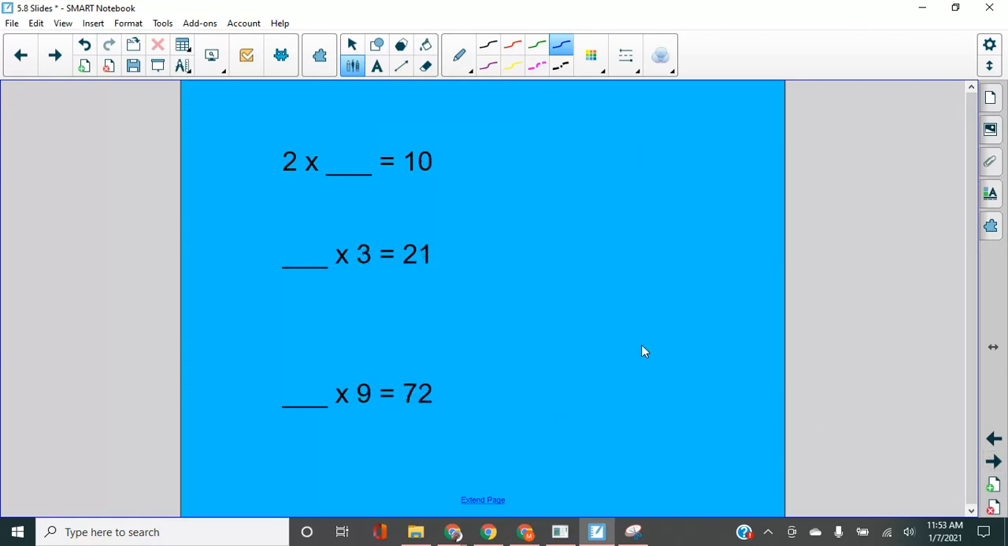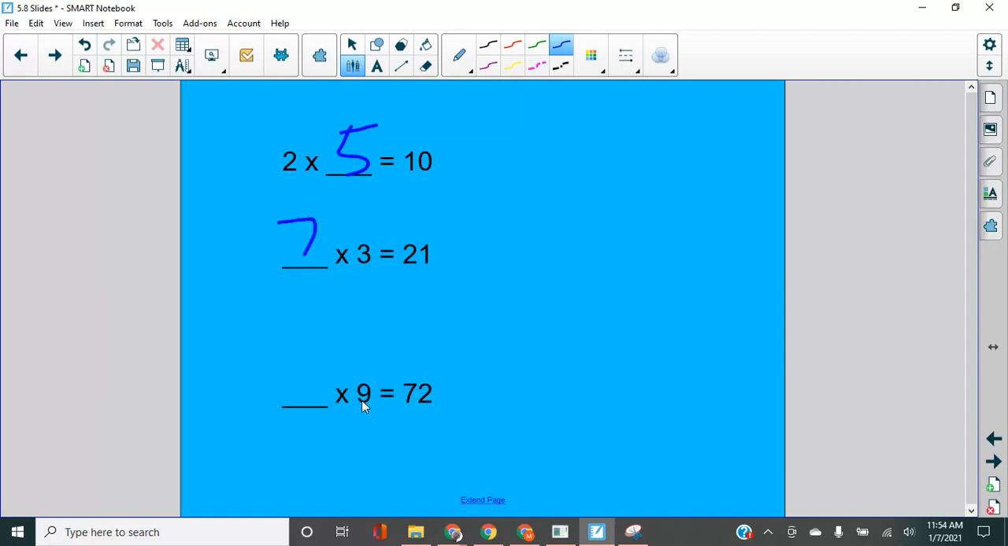All right, your chance to practice here. All right, what would go in this empty spot? How many 2s to get to 10? 5 is our correct answer. Here we go, 3s. 3, 6, 9, 12, 15, 18, 21. How many 3s was that? Did you say 7? If you did, you were right.